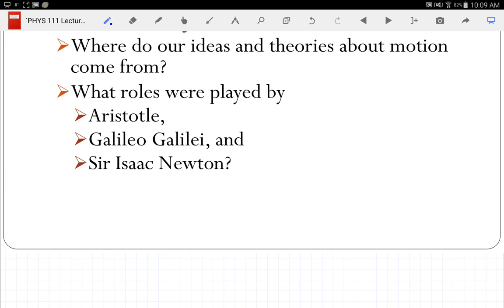Where do we get our ideas from? I've already talked about Aristotle's idea. Aristotle said everything is made up of those four elements: earth, water, air, and fire. And, you know, things, weight, are just related to how much of those they have, and they have a natural position. They naturally want to be, if it's earth, it naturally wants to be down. If it's water, it naturally wants to be on top of the earth, and so on.